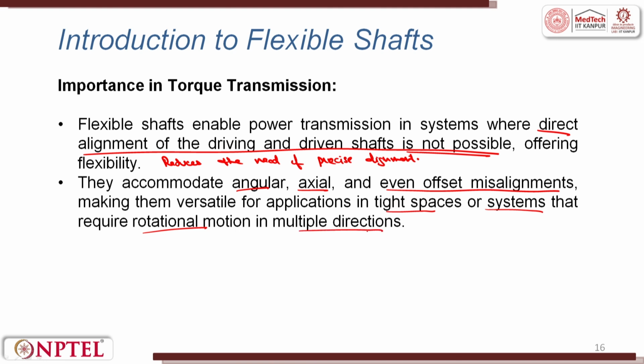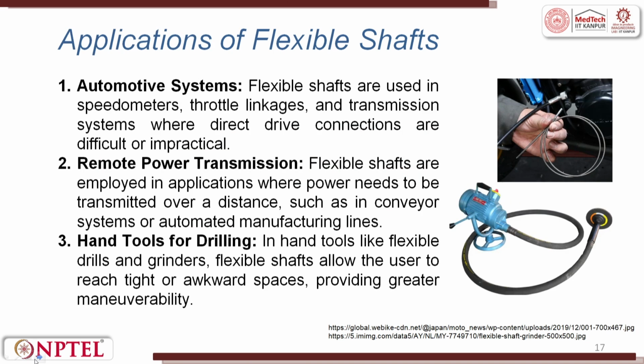These are used in multiple places, such as in automotive systems, in remote power transmission, in hand tools for drilling or so. Flexible shafts are used in speedometers in automotive systems, in throttle linkages and transmission systems where direct drive connections are difficult or impractical. For example, this is, you can see, an accelerator. You call it a wire or you call it a shaft in automobile systems, in speedometers that is here.